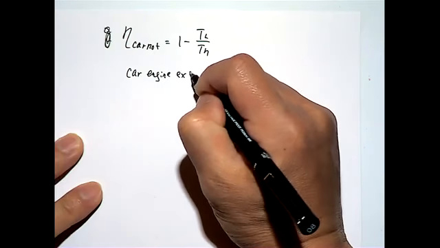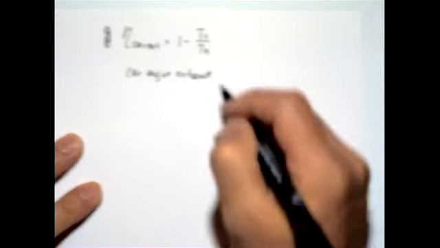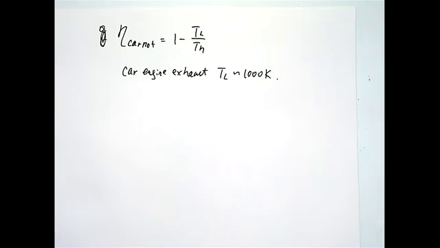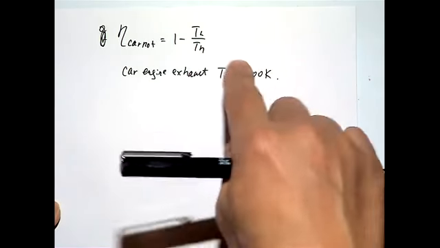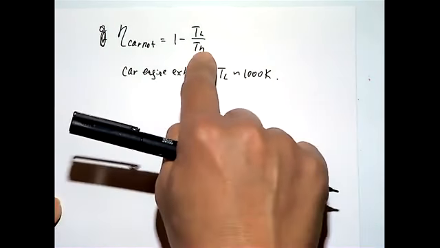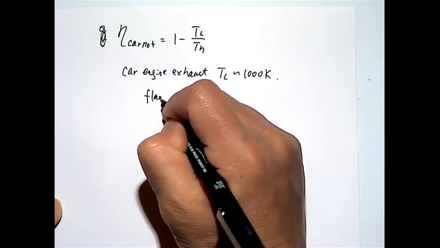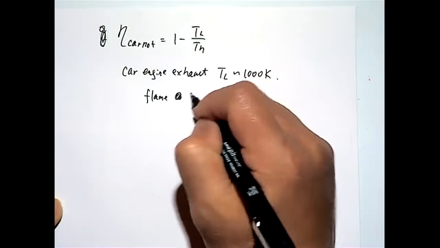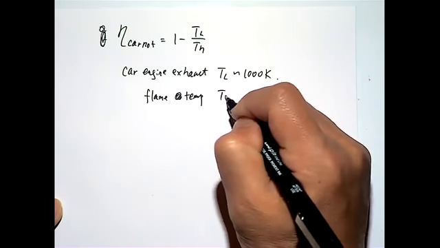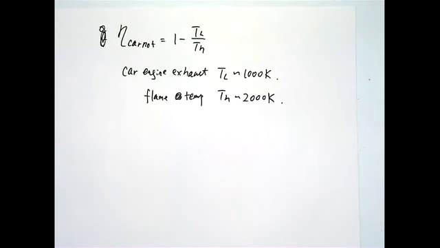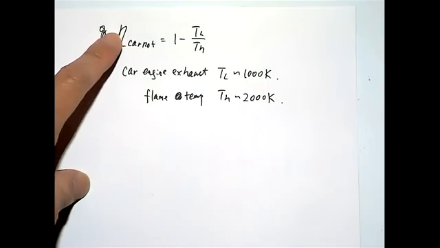Car engine exhaust temperature is typically TL around 1,000 Kelvin, which is 700 degrees C also. If you consider TL as 1,000 K, then TH is where the combustion is happening inside the engine, so the flame temperature considered as T high is around 2,000 Kelvin. So we can roughly estimate the theoretical limit for a car engine.